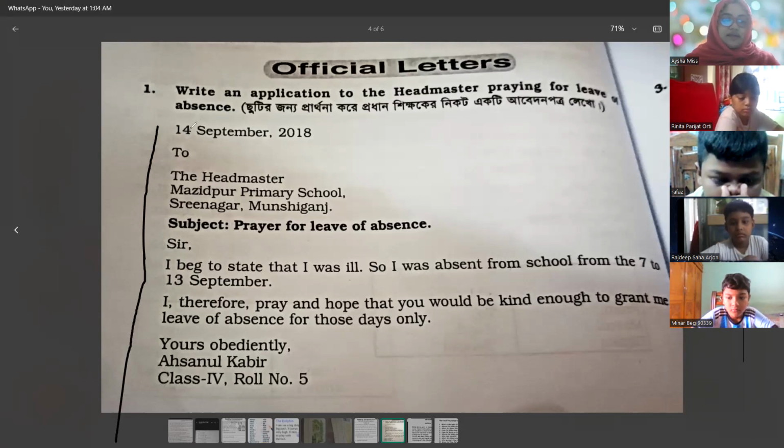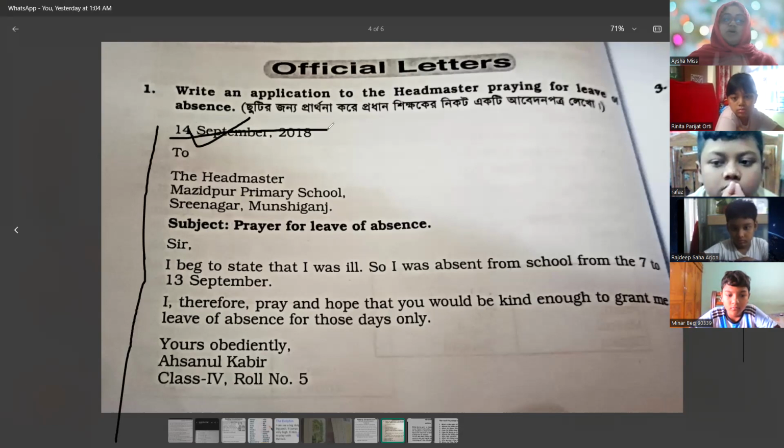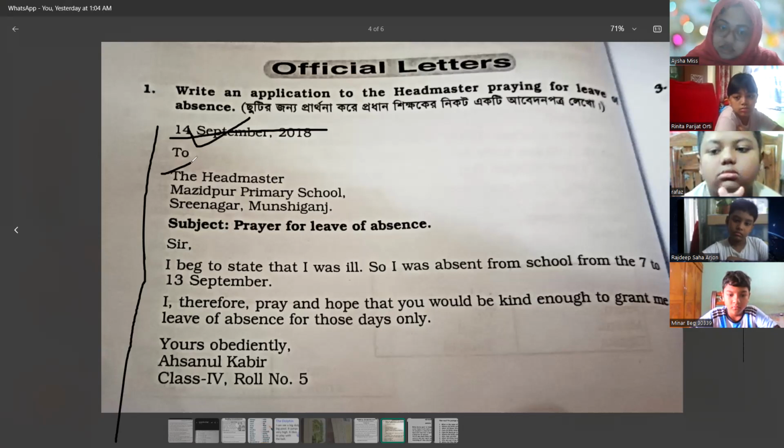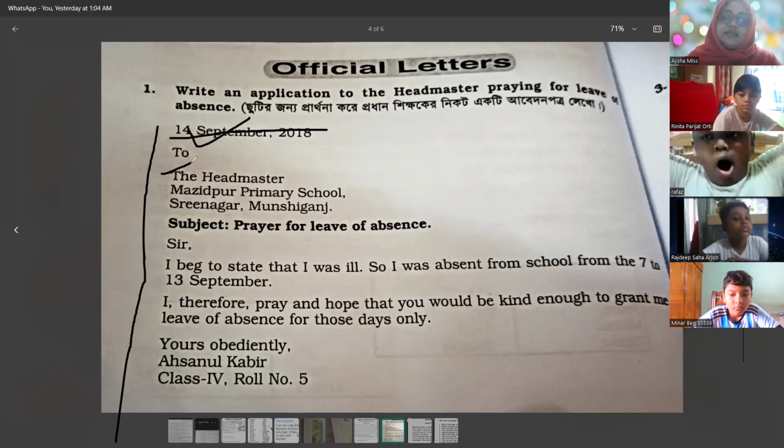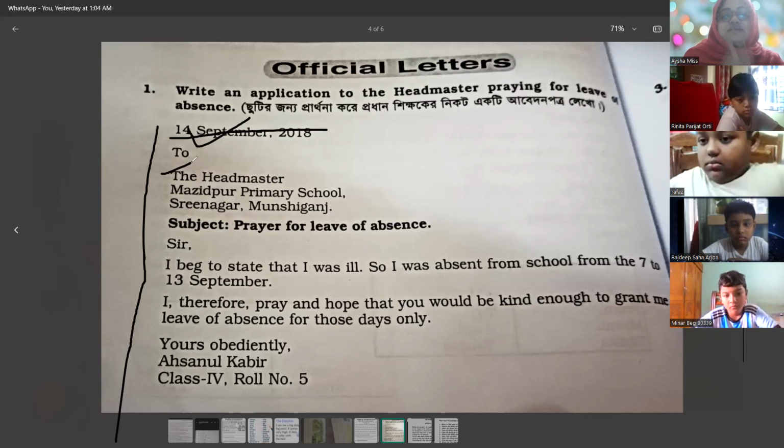Look, first we will write the date, then a little bit of gap, not too much. If you want, you can underline the date. It will look better. Then, whom we are writing to: to the headmaster, to the principal, to the manager. If you are going to complain against any restaurant, that means to the manager. If we want to write something to our library, then we can write to the librarian, then the principal, the headmaster, the manager, the officer. In the same way, we will change the designation.